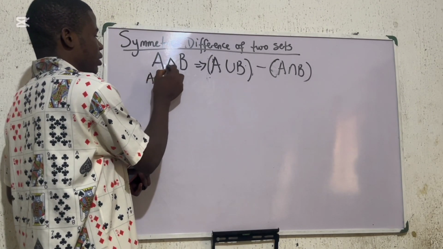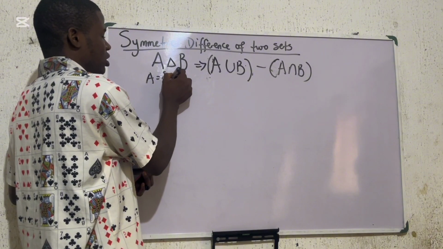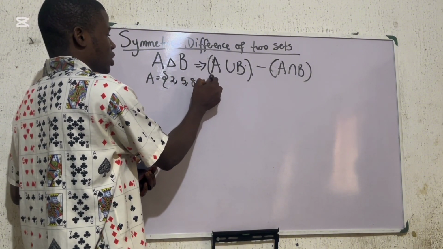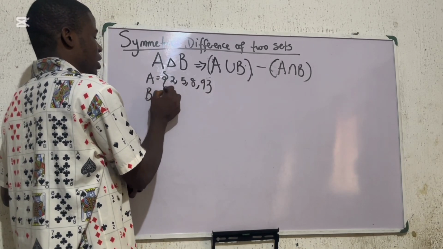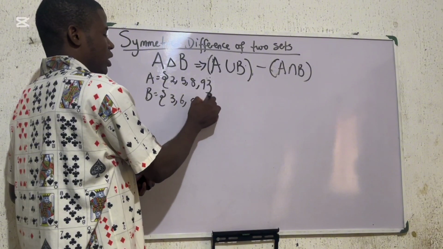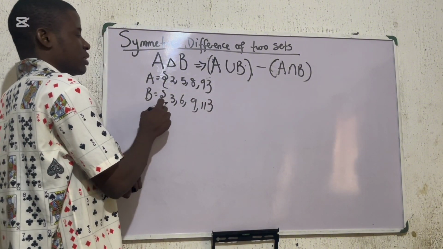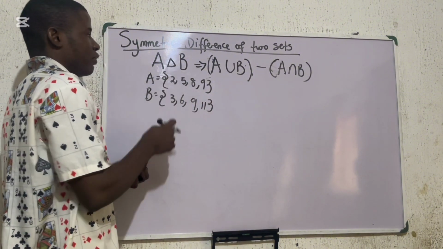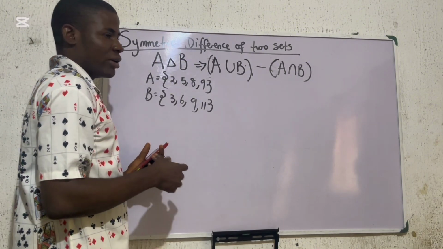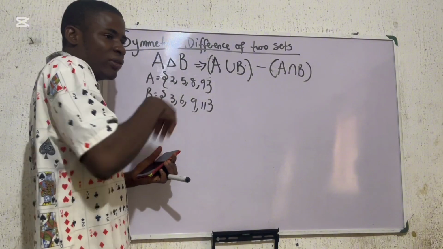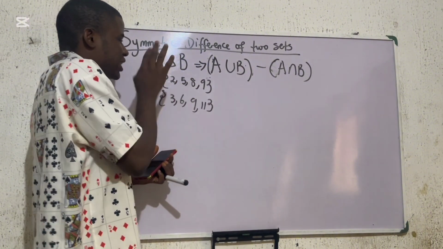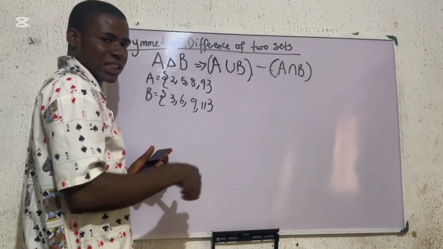So let's make it fast. If I have that set A has the elements 2, 5, 8, and 9, and I have that set B has the elements 3, 6, 9, and 11, then they ask me what is A symmetric difference B. For my definition, I said that symmetric difference of two sets refers to the unique elements in any of the sets, but not in their intersection.